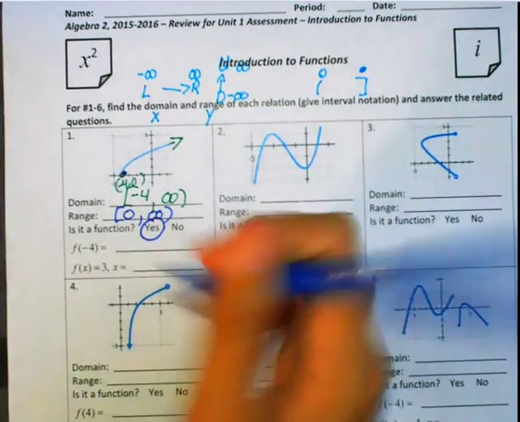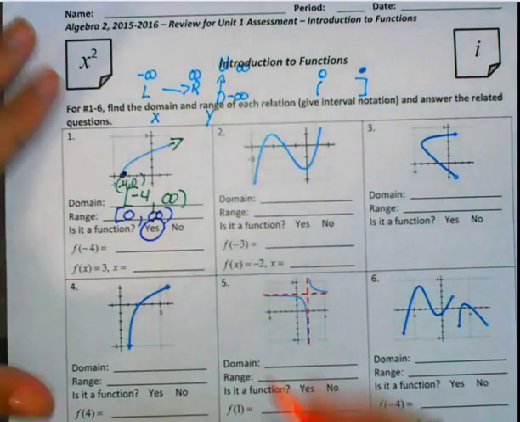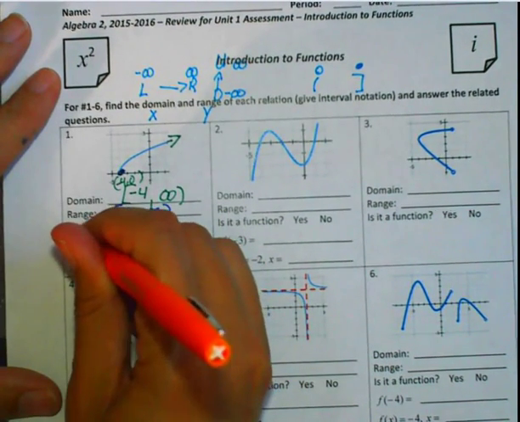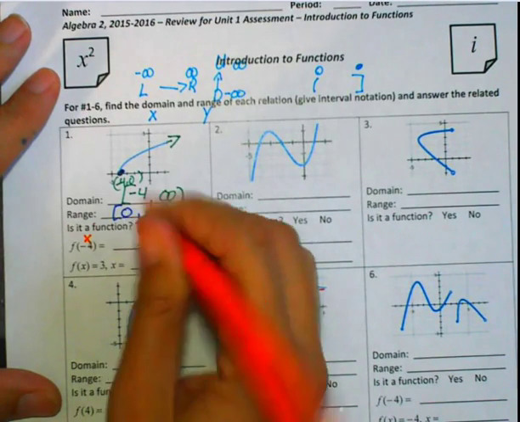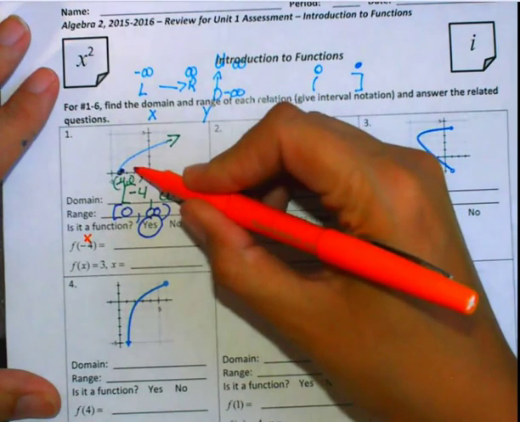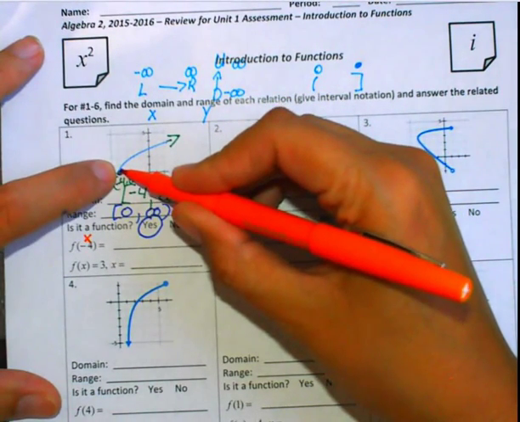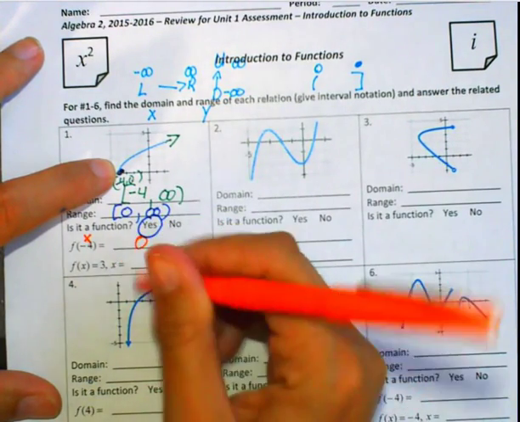Now the next question is asking us f of -4. Well, that means when x is -4, what's my output? So let's find on our graph where x is -4. Oh, that's our starting point. We know when x is -4, our output is 0.